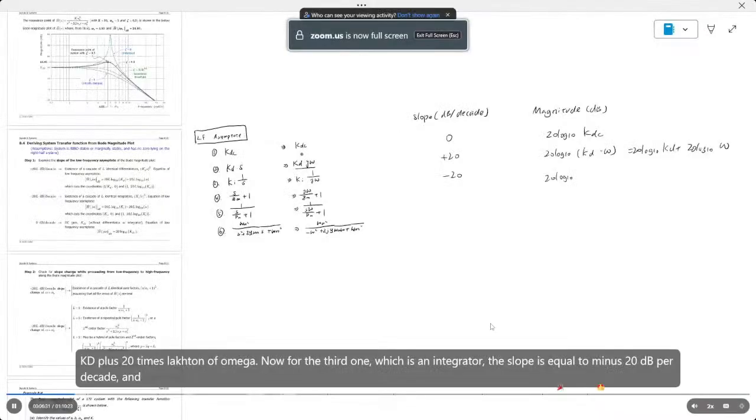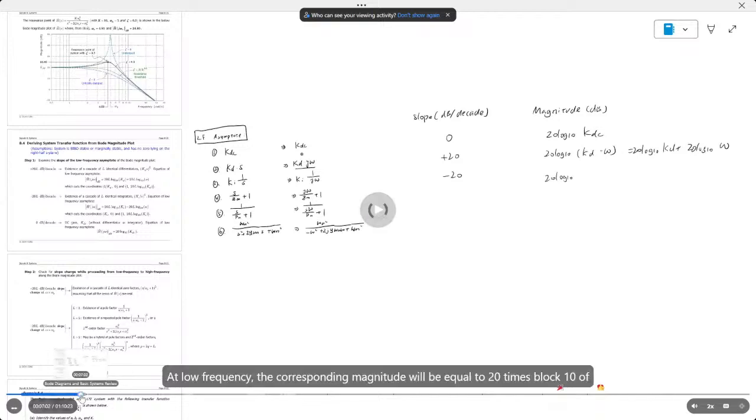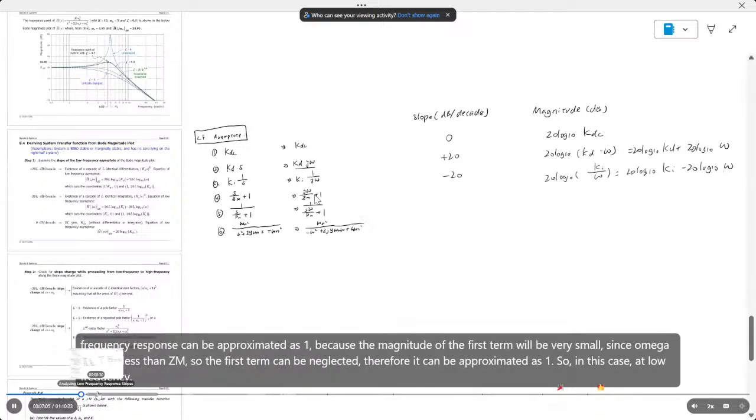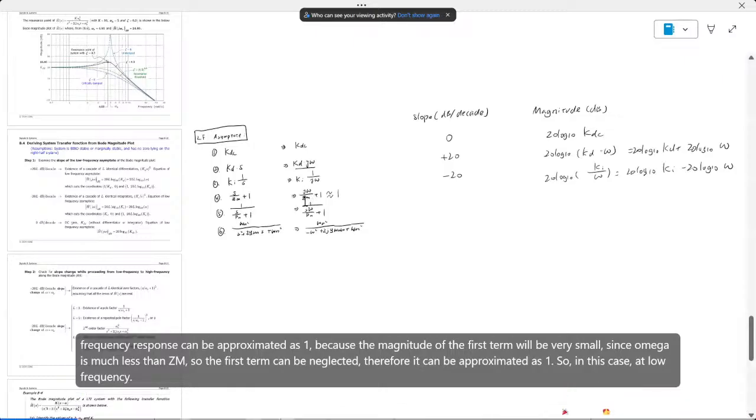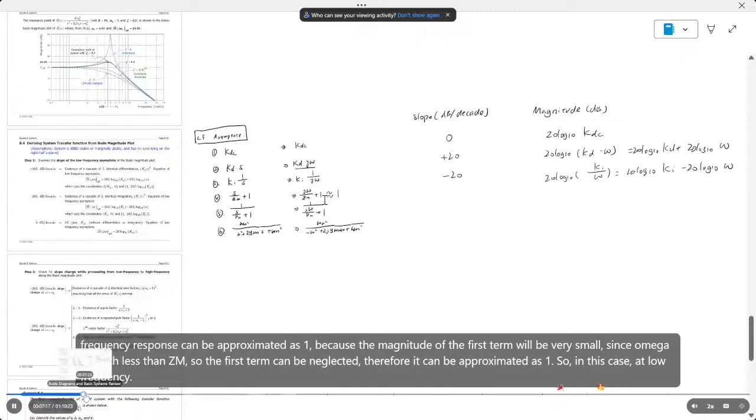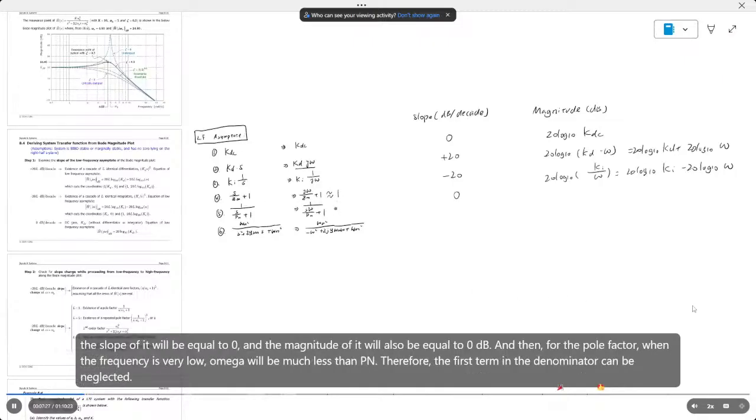Now for the third one, which is an integrator, the slope is equal to minus 20 dB per decade, and at low frequency, the corresponding frequency response can be approximated as 1 because the magnitude of the first term will be very small since omega is much less than Zm. So the first term can be neglected, therefore it can be approximated as 1. So in this case, at low frequency, the slope of it will be equal to 0, and the magnitude of it will also be equal to 0 dB.